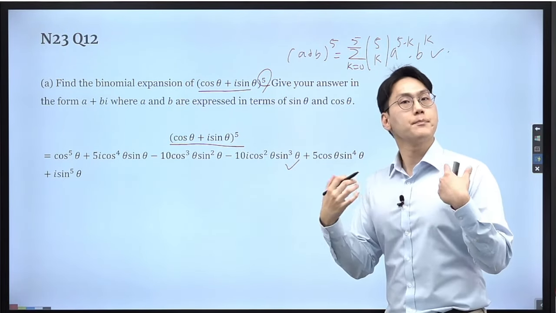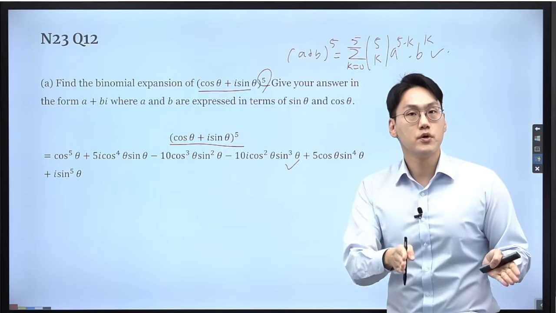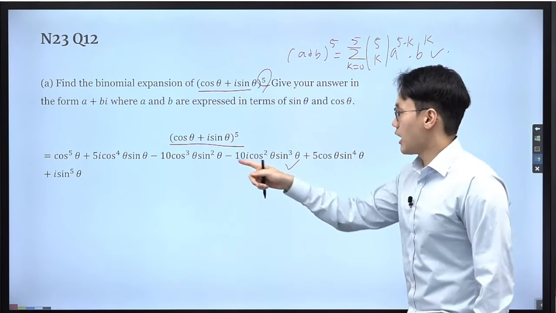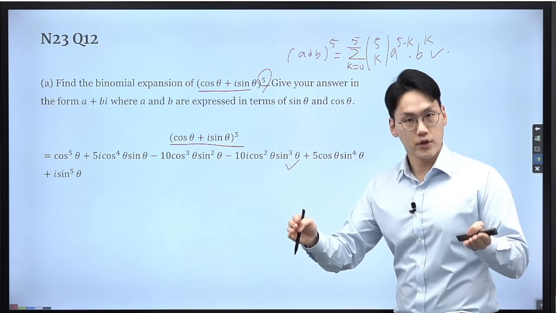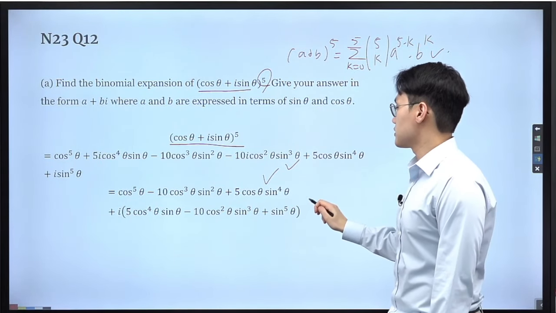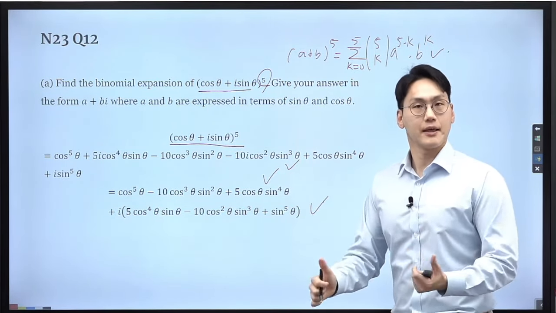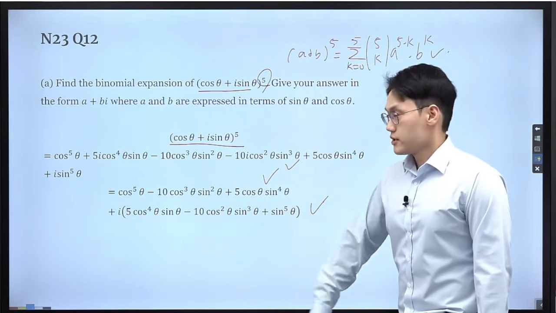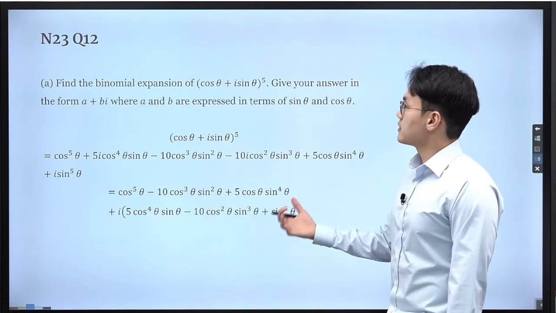But of course, complex number is all about comparing the real and imaginary parts, isn't it? So after the expansion, what I just did for you is to group by the real and imaginary part, okay? So this is the real part and this is the imaginary part. Easy peasy, lemon squeezy.